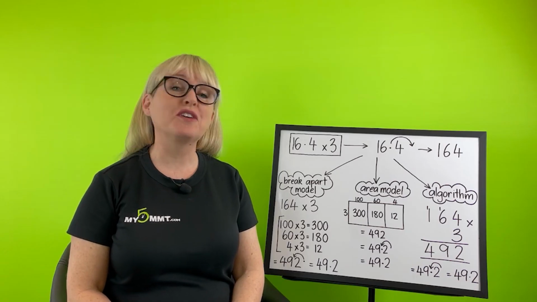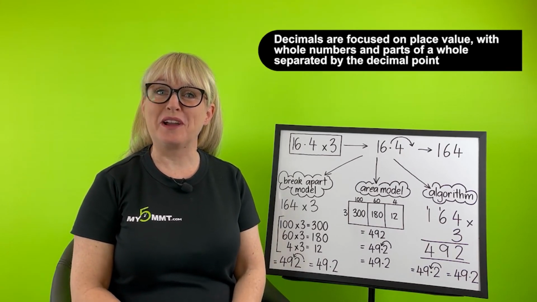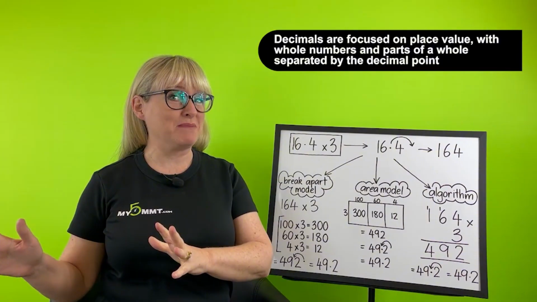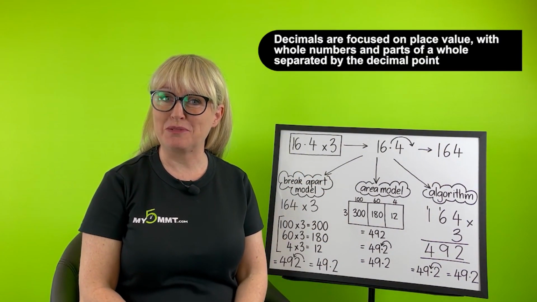This maths summary is focused on multiplying decimals. Decimals are all about place value and having whole numbers on one side of the decimal point and parts of a whole on the other side of the decimal point.